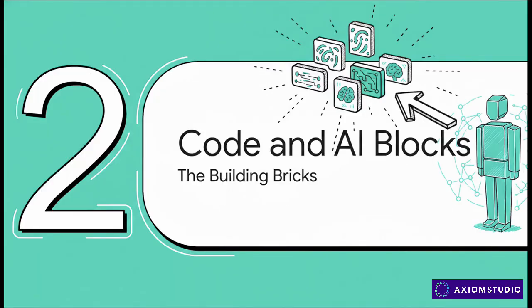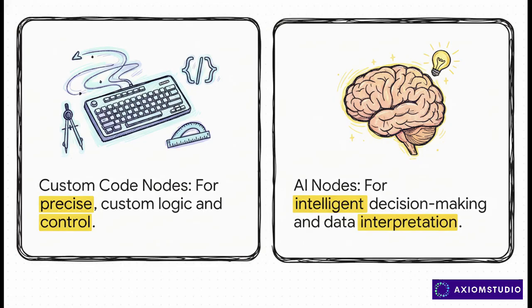Okay, so we've got our triggers and our tools, but what's the real magic here? What gives these building blocks their power? Well, that's where things get really interesting. It's the combination of custom code and powerful AI. You basically have two different kinds of superpowers you can use. On one side, you've got custom code nodes. You use these when you need absolute precision and control, like calculating a very specific tax rate or formatting data in a really particular way. And on the other side, you've got AI nodes, which bring intelligent decision-making into the mix for stuff like figuring out the sentiment of a customer review or summarizing a huge document.